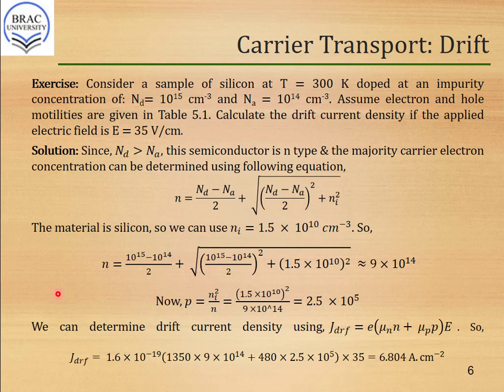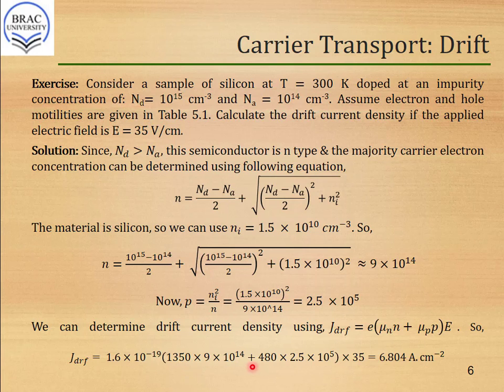Now as we know the values of n and p, the rest is not a problem. We know the formula of drift current, that is J drift equal to e multiplied by mu n n plus mu p p, multiplied by E. So J drift is equal to essentially the value of e is 1.6 10 to the power minus 19. Then the typical value of mu n for silicon is 1350.